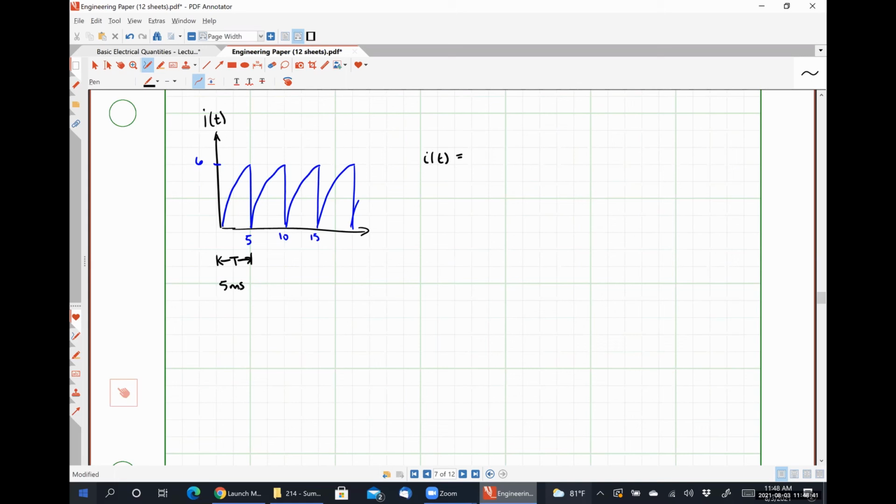But we would describe this function as 6 sine omega t, and we'd just be integrating over that interval from 0 to 5. So how do we find omega here? Anybody have any thoughts before we run out of time in roughly 1 minute?